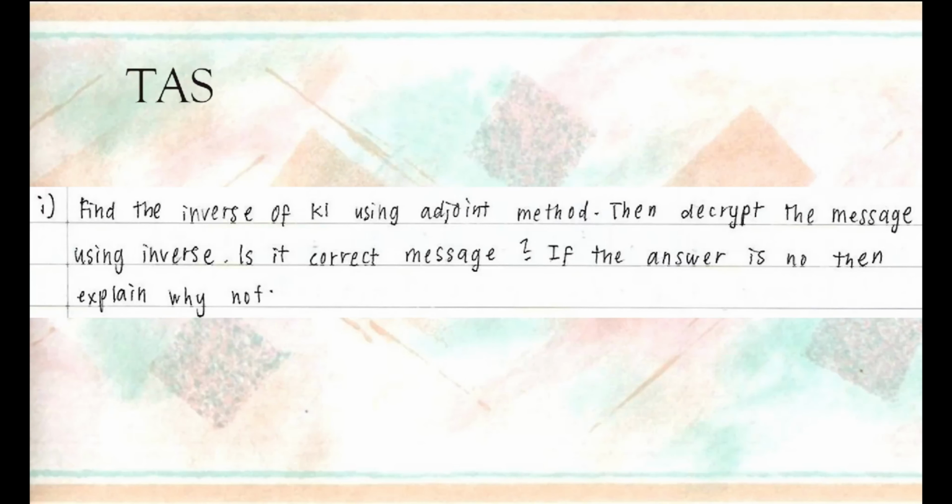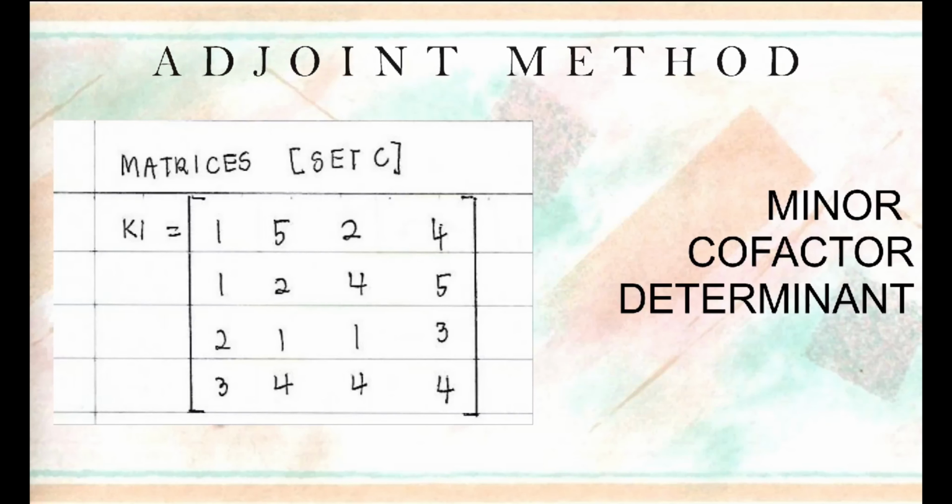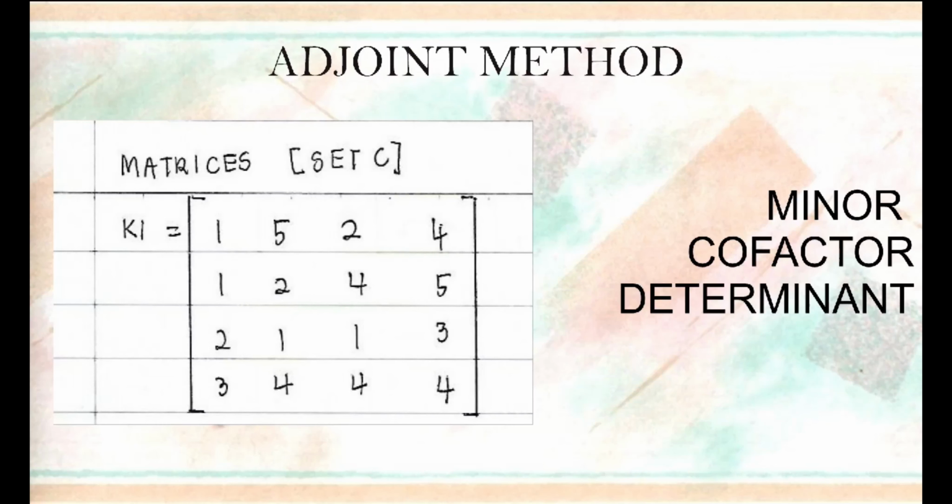Task 1. We need to find the inverse of K1 using the adjoint method, then decrypt the message using the inverse. Is it the correct message? If the answer is no, then explain why not. The first step is we are going to find the adjoint of matrix K. For K1, we are going to use the adjoint method. First, we need to find the minor, the cofactor, and the determinant for this matrix.